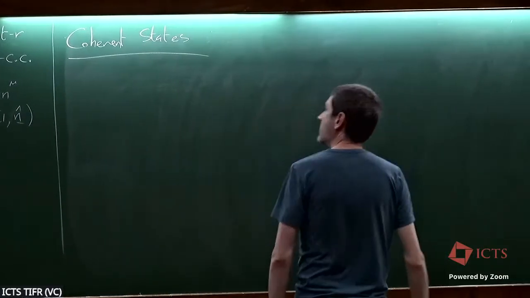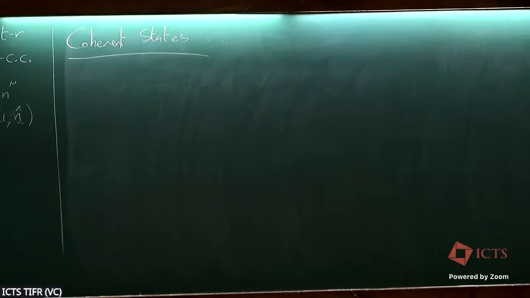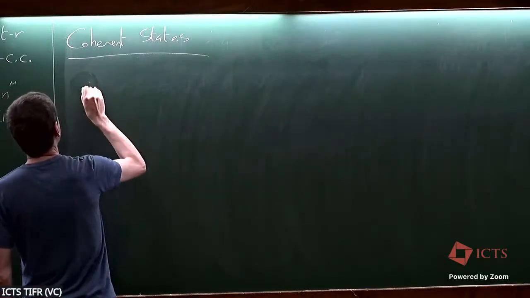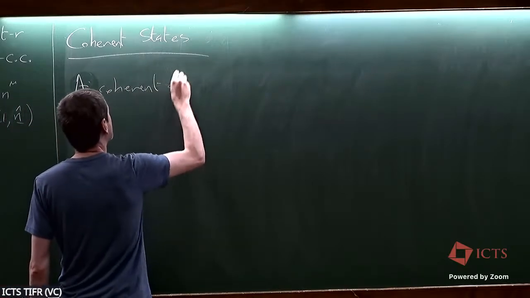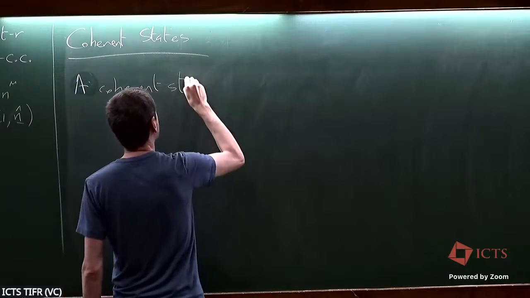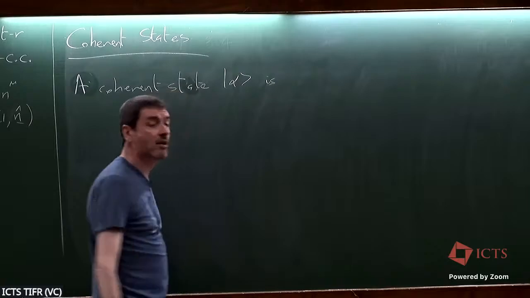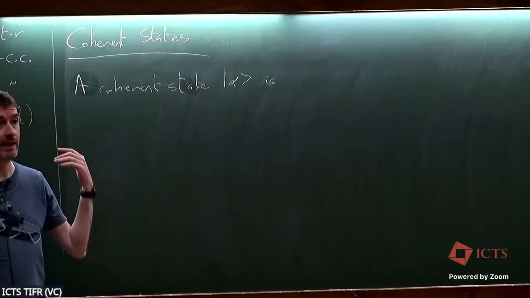Okay, so coherent states, you might have come across them before. There are particular kinds of states which you can make, which have nice properties. So coherent state alpha, I'm going to be interested in coherent states of gravitons. The coherent states are always defined to be eigenstates of the annihilation operator.